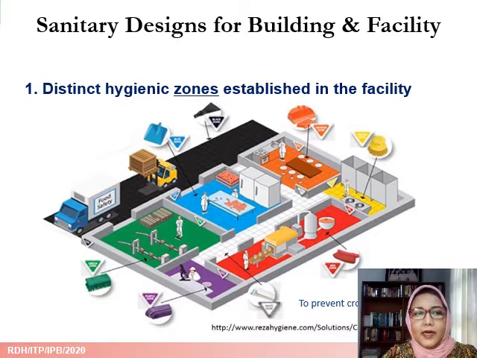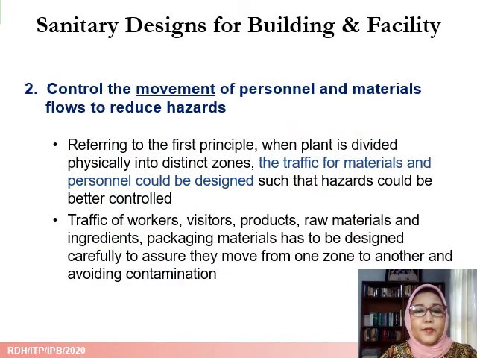the sanitary condition. The second principle is the control of the movement of personnel and materials flows to reduce hazard. Based on the first principle, when plant is divided physically into distinct zones, the traffic for materials as well as personnel can be designed such that hazard could be better controlled. Traffic of workers, visitors, products, raw materials and ingredients, and packaging materials has to be designed carefully to ensure they move from one zone to another and avoiding or decreasing risk of contamination.